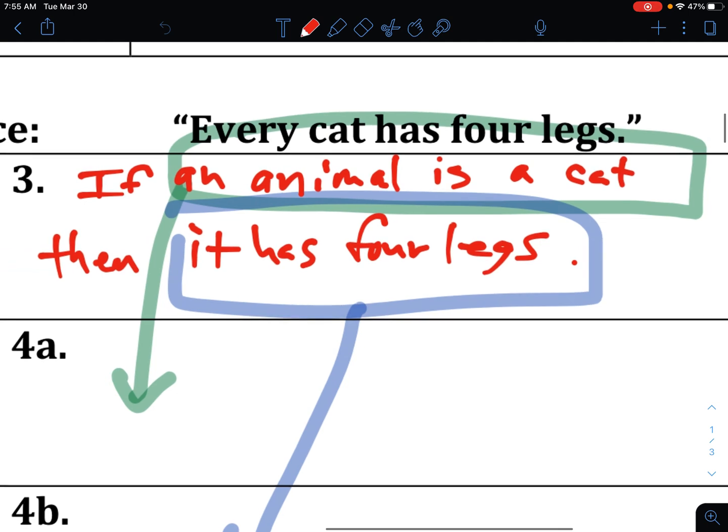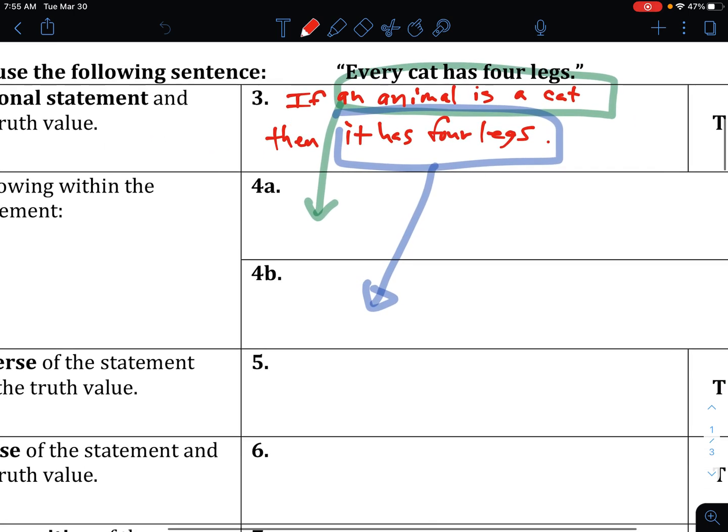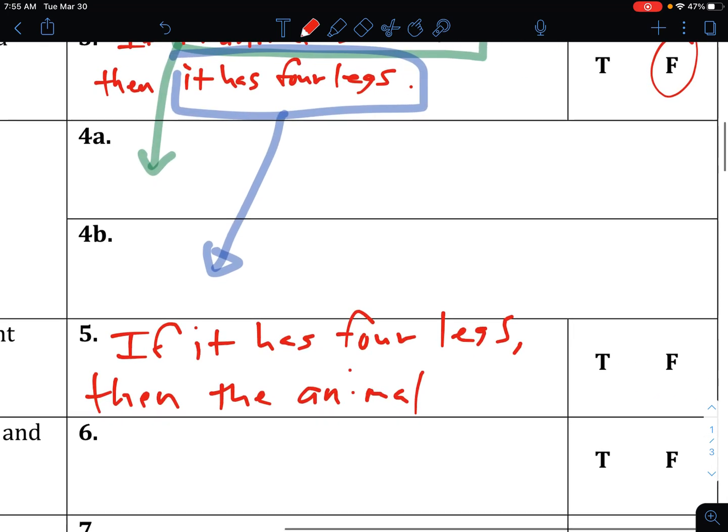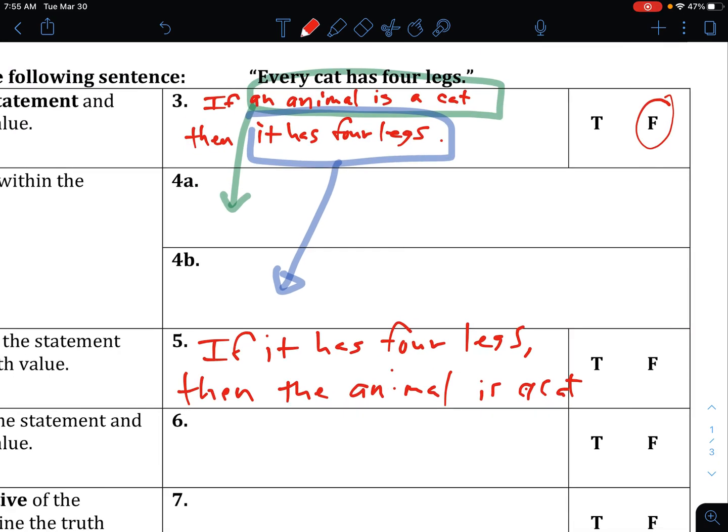So I'm going to take the sentence that we have here and flip it around. If it has 4 legs, then the animal is a cat. Is that true? Every 4-legged animal has to be a cat? Nope, that's false. Counterexample, dog. Counterexample, lion. Counterexample, a tiger. Anything that has 4 legs that's not a cat would be your counterexample.